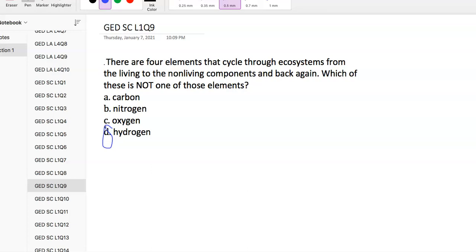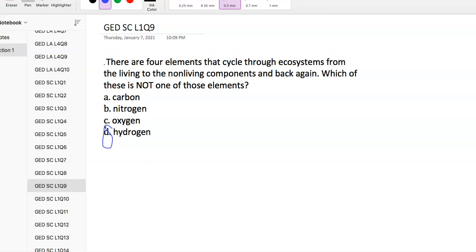Carbon and oxygen cycle through the atmosphere due to photosynthesis and cellular respiration. Nitrogen cycles through land, air, and organisms just due to its chemical nature. Water cycles through oceans, land, air, and organisms through evaporation, condensation, precipitation, and transpiration from plants.